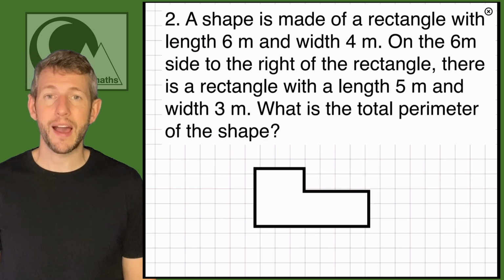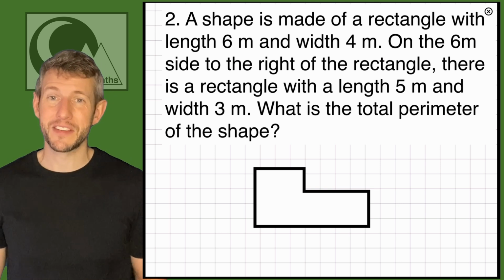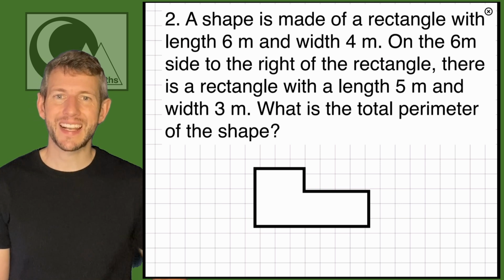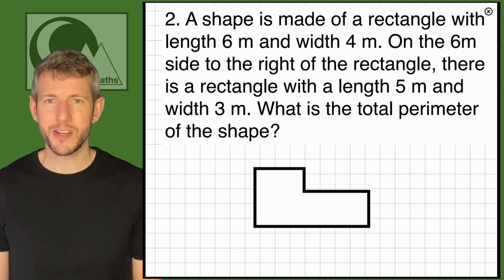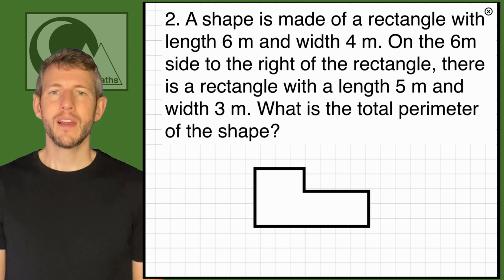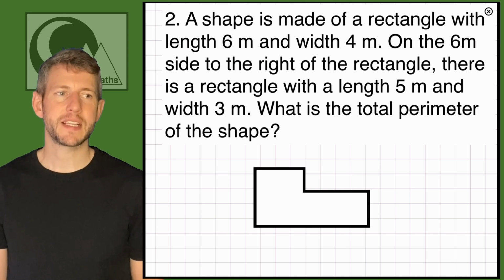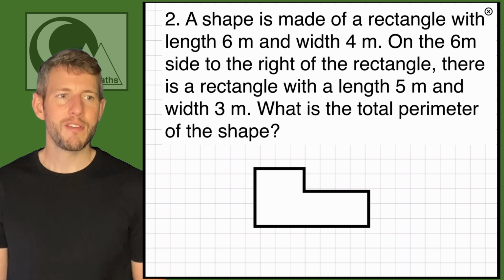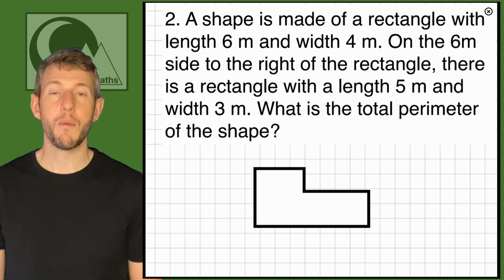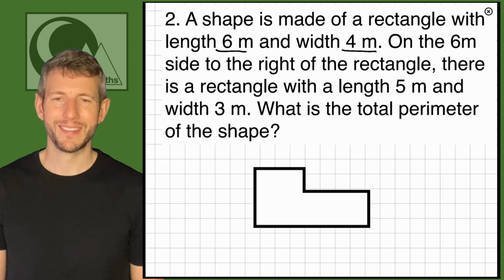Okay, let's have a look at question 2. Here we go. Here is practice question 2, and we can see already the shape there. So it's this classic L shape, but let's read through the questions to see which dimensions we can add to the shape. So the question says, a shape is made of a rectangle with length 6 metres and width 4 metres. On the 6 metre side, to the right of the rectangle, there is a rectangle with length 5 metres and width 3 metres. What is the total perimeter of the shape?